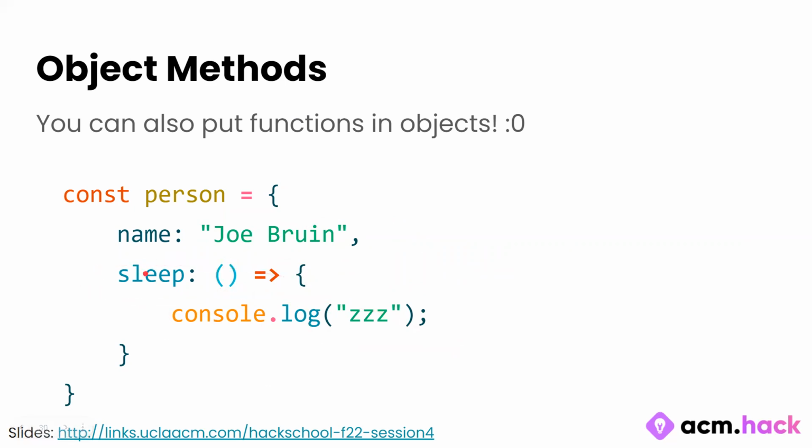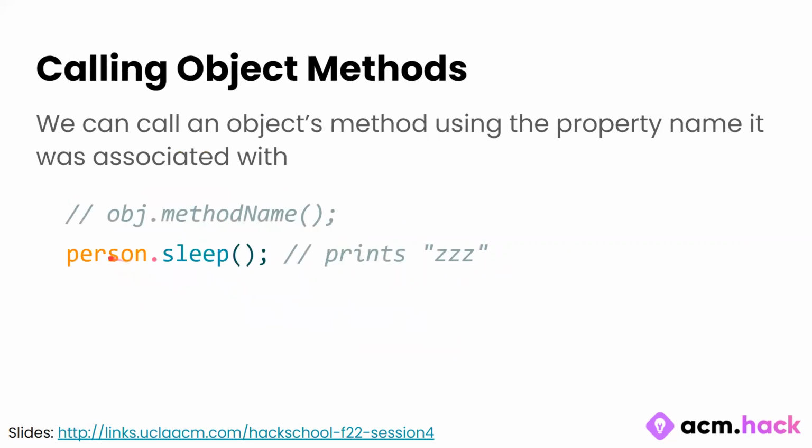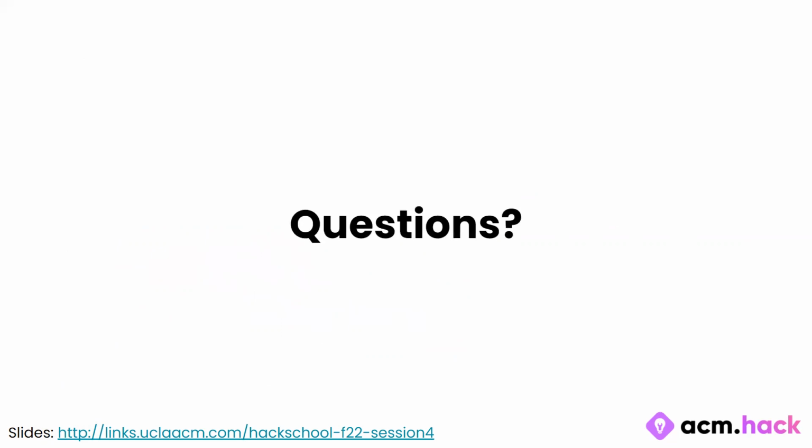Now we can call person.sleep with the parentheses as if we're calling a function, and it does whatever the function does. In this case, it prints ZZZ. Whenever we put a function inside of an object, we call that an object method. Cool. Any questions so far about objects?